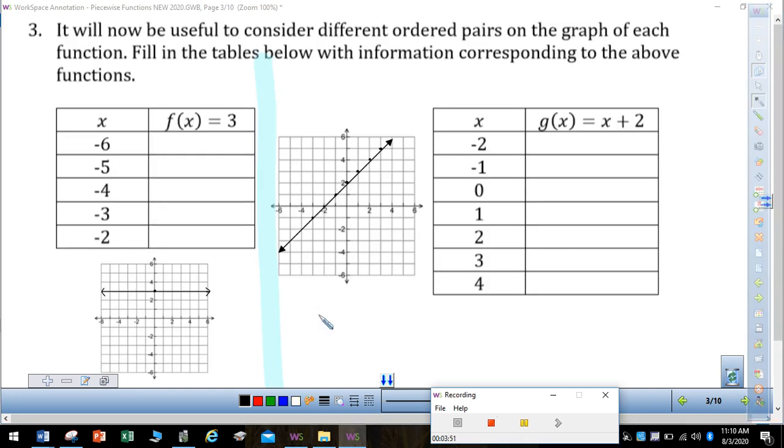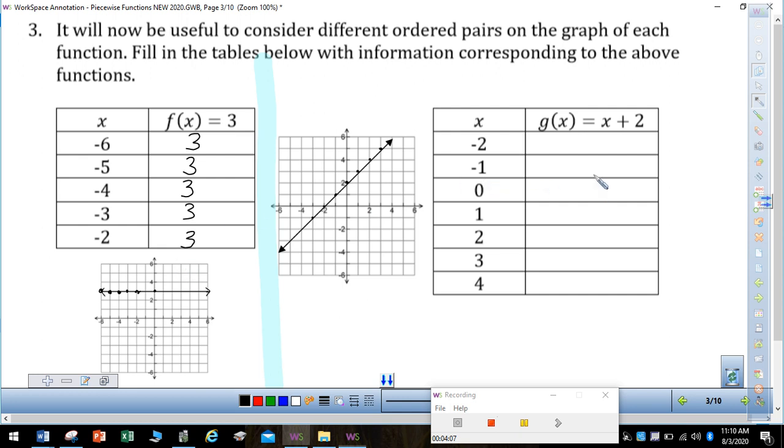It will now be useful for us to consider different ordered pairs on the graph of each function. We're going to fill in the tables below with information corresponding to the above function graphs. So for our first table, this is when f of x is equal to 3. When x is negative 6, the y value is 3. When x is negative 5, the y value is 3. When x is negative 4, it's 3. The y value is always 3. That's the whole point of the function f of x equals 3. So that one was easy to fill out.